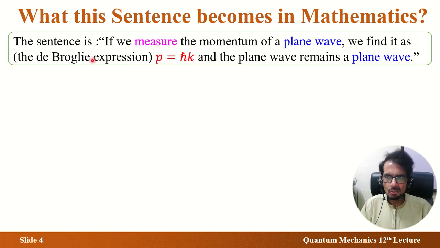And according to the de Broglie expression, that is related to momentum, and the relation is well known. And when you measure momentum, if it's a plane wave, it had a momentum p, and when we measure it, it will remain a plane wave. Its momentum will remain fixed as before, and that means it will remain a plane wave. Now that's a sentence of English. Now you translate to mathematics.